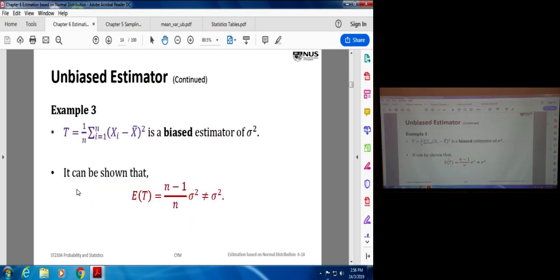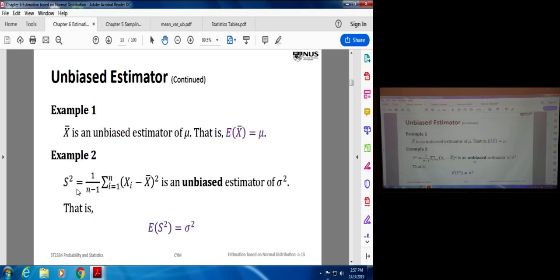So in example 3, if I define T as almost the same as the sample variance, except my normalization is n, not n minus 1, and I take the expectation of this random variable, then I do not get back sigma squared. In fact, the expected value of T is n minus 1 over n times sigma squared, which is not equal to sigma squared for any fixed n. Right, now let's verify these results.